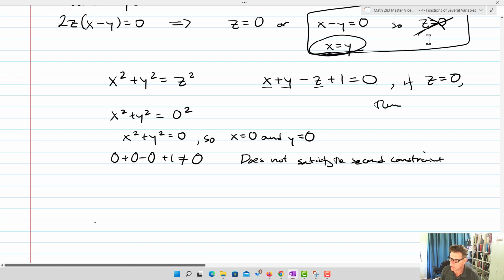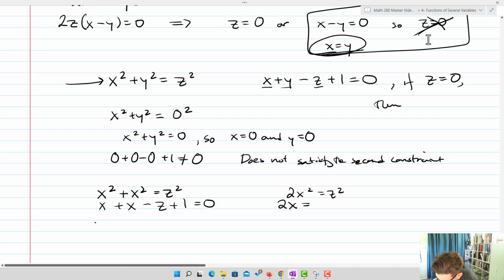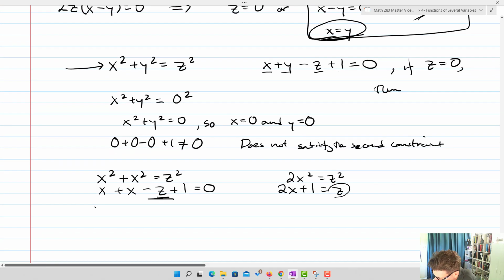We can use, though, x equals y. So we're going to do that. So what we're going to do is we're going to say, okay, well, then x squared plus x squared is going to equal z squared. So we use the first constraint. And then our second constraint is going to be x plus x minus z plus 1 will equal 0. What that gives me then is that 2x squared equals z squared. And it'll give me that 2x plus 1 will then equal z. So we'll just move the z over to the other side. And then that way that'll allow us to just substitute in z.